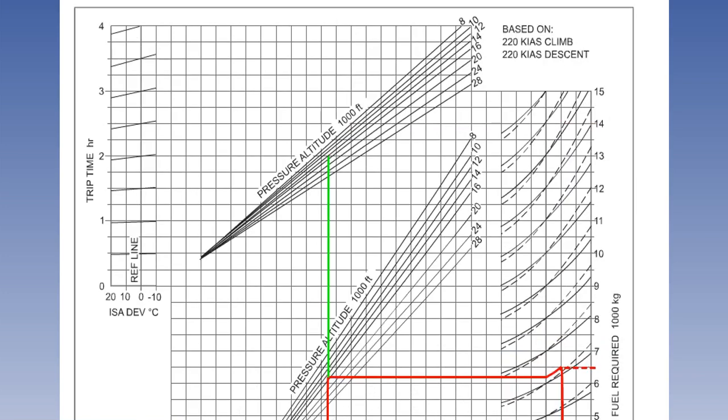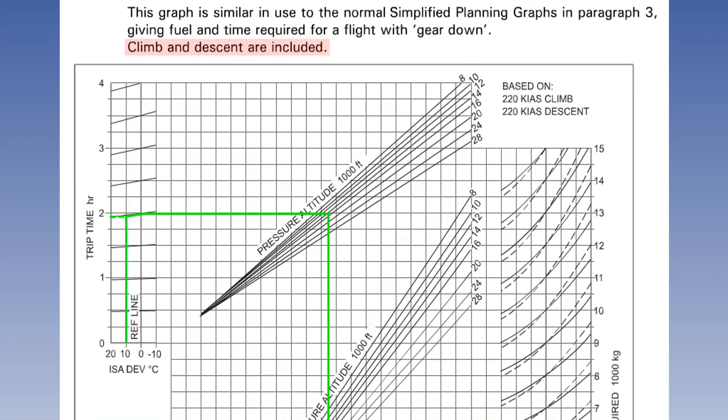Go back to the pressure altitude lines and continue vertically to the upper set of altitude lines. Go horizontally to the reference line, and up and right, or down and left, to intercept the ISA deviation. And then horizontally to read off the trip time. The time and fuel for the climb and descent are included in the calculation.